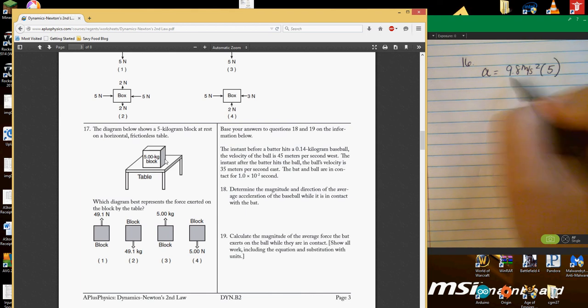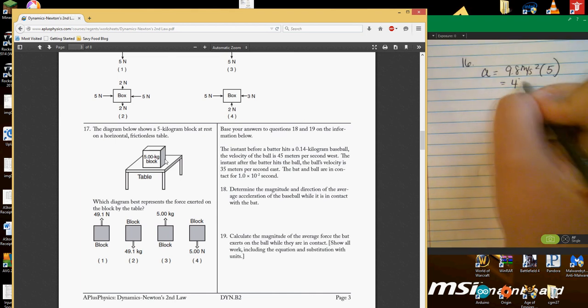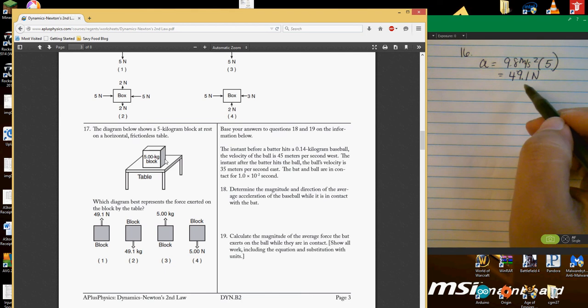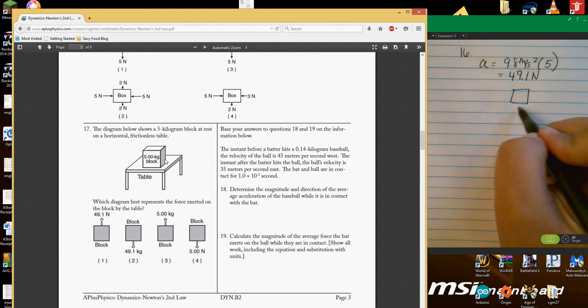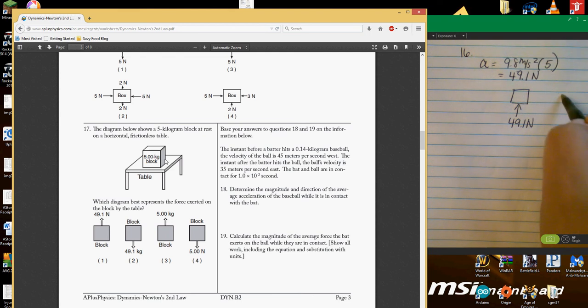So we do know that if I multiply the mass times the acceleration, I can get the force of the block, which is going to be 49.1 newtons. So if the force of the block is 49.1 newtons, that means the only reason the block isn't moving is that the table is pushing up on the box with the same force, 49.1 newtons. So your answer choice should have been answer choice number 1. Okay. We're going to do the next question, number 28.